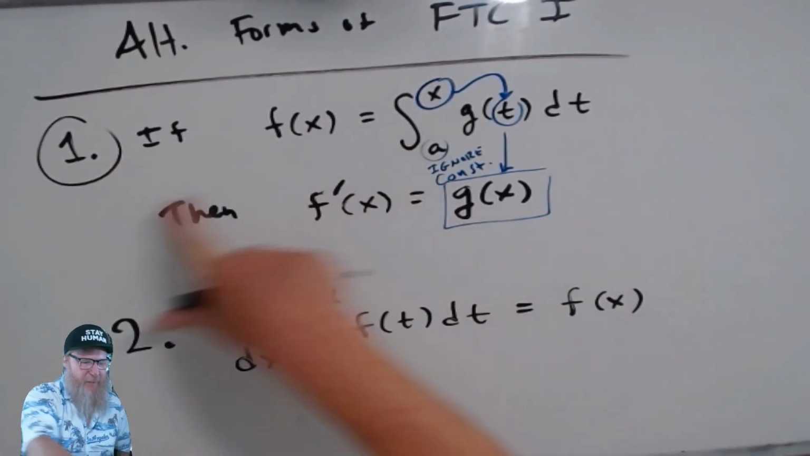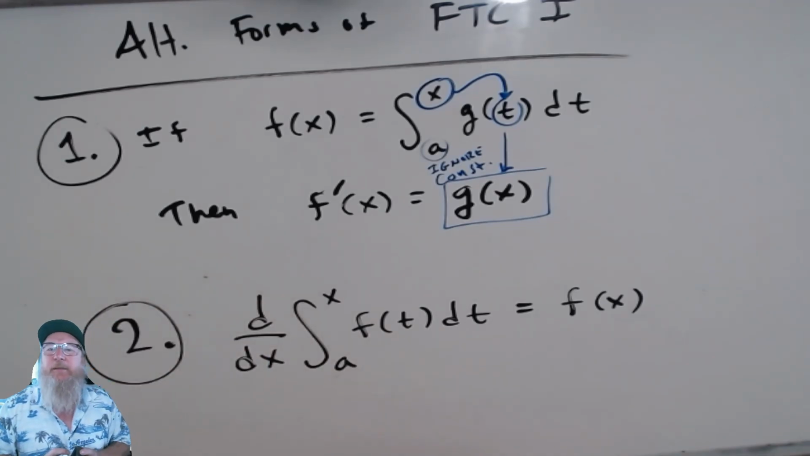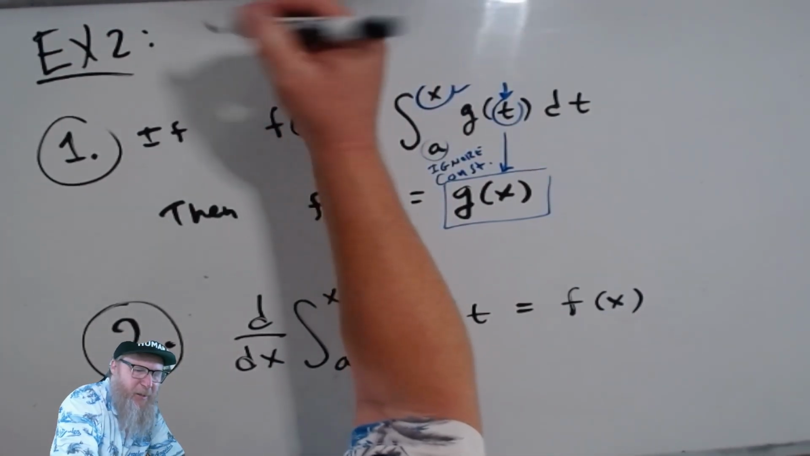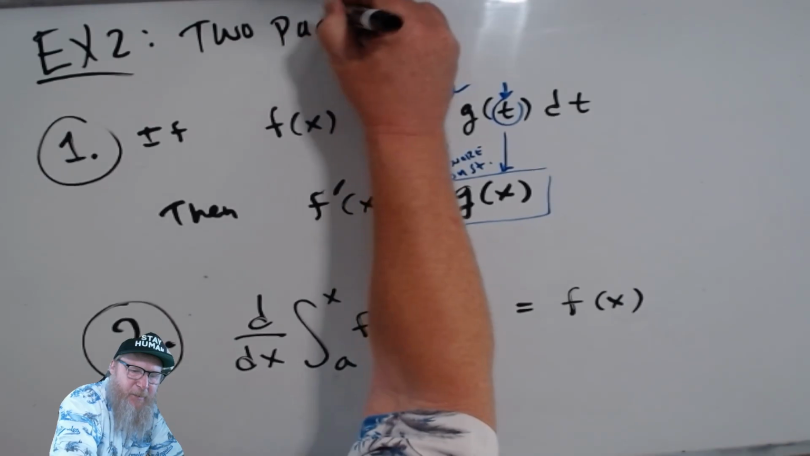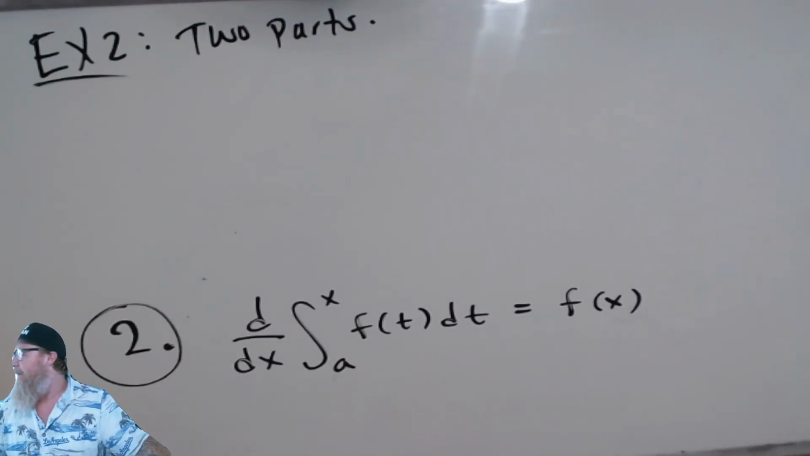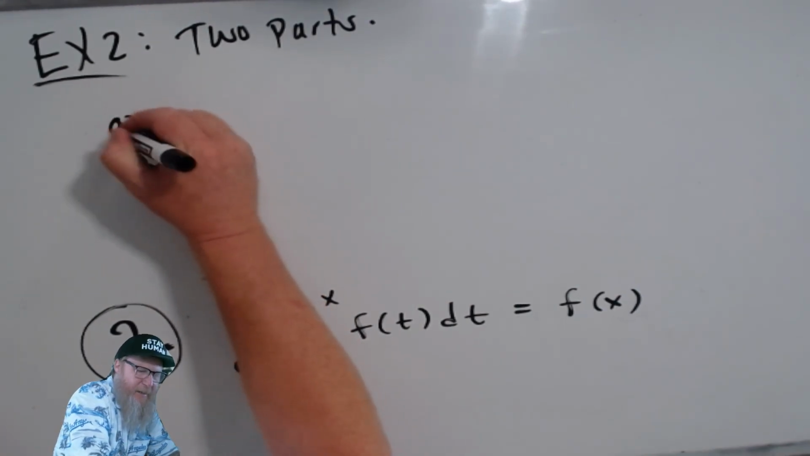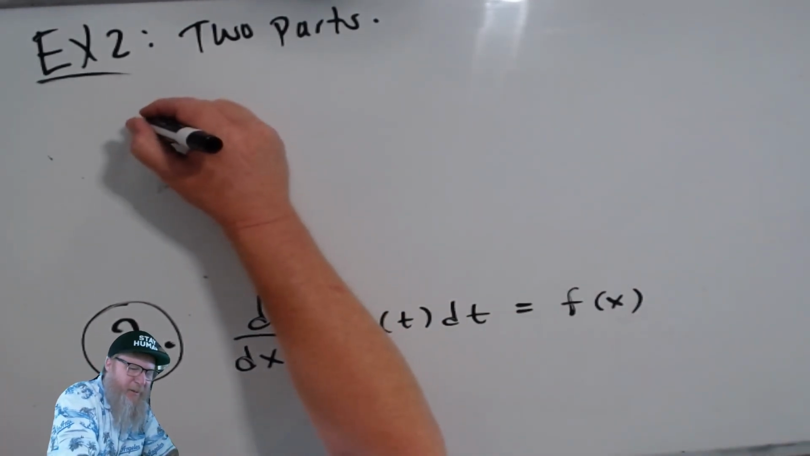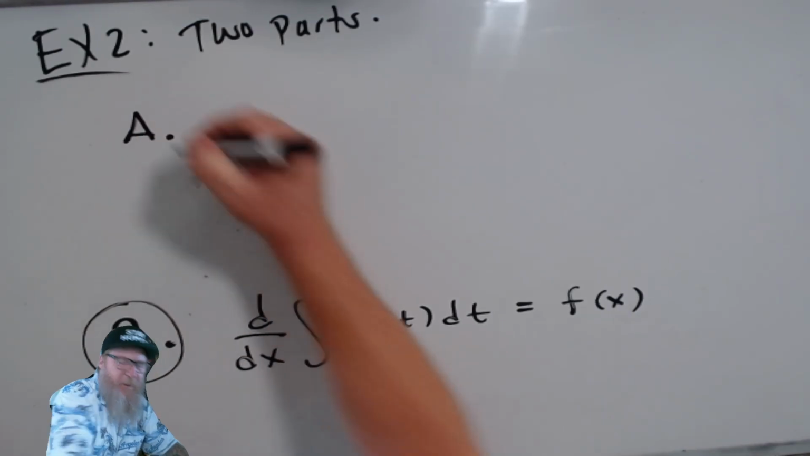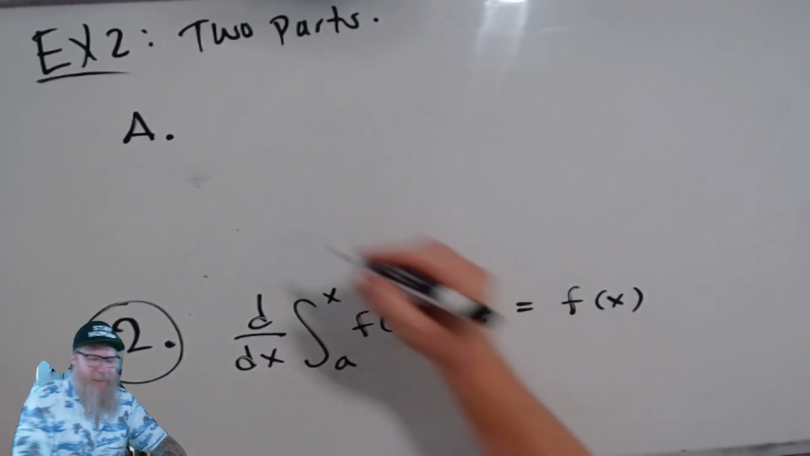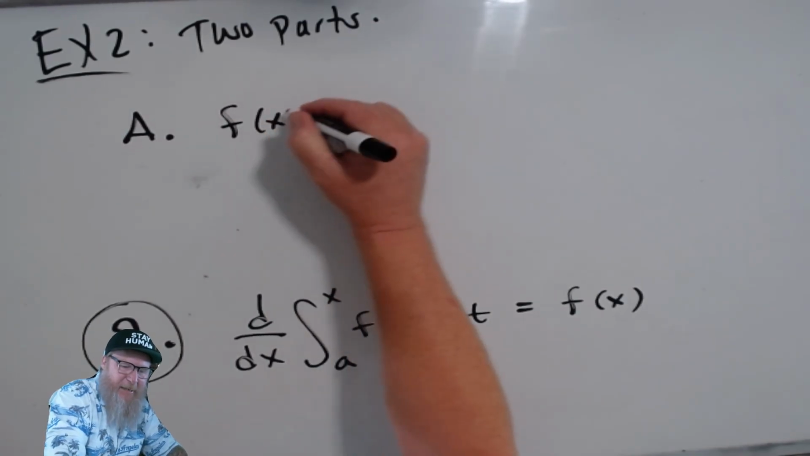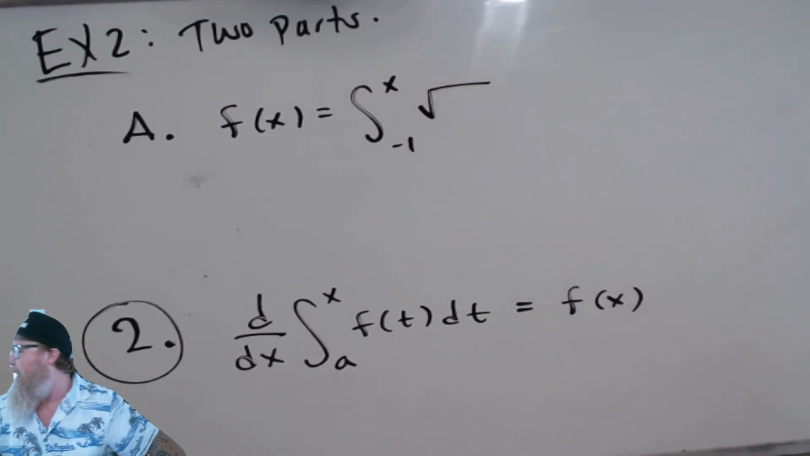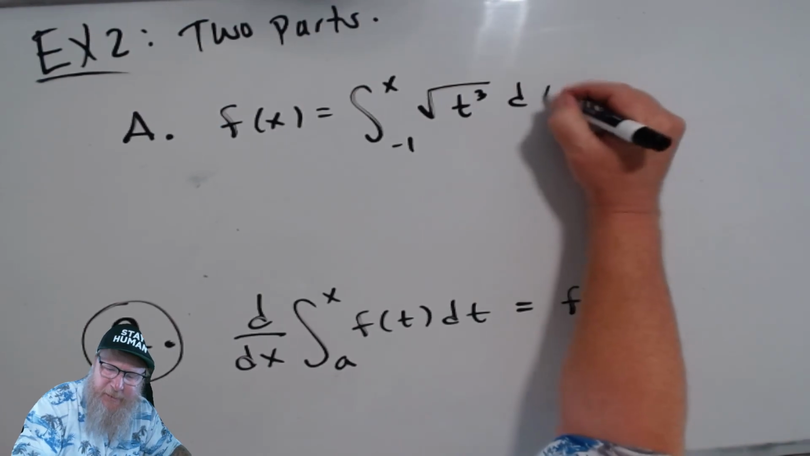I guess we could do another version of, let's do one of each. Example 2, 2 parts. Part 1 will be, maybe I'll use here, let me use letters. Part A. Let's do f of x is the integral from -1 to x of the square root of t cubed dt.